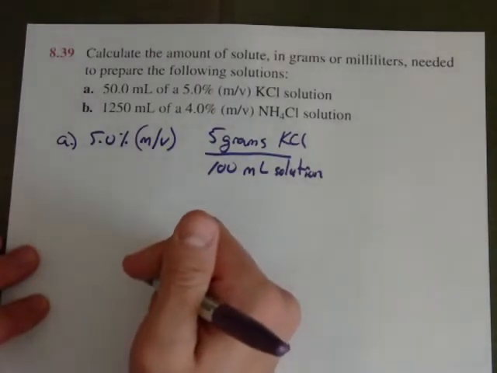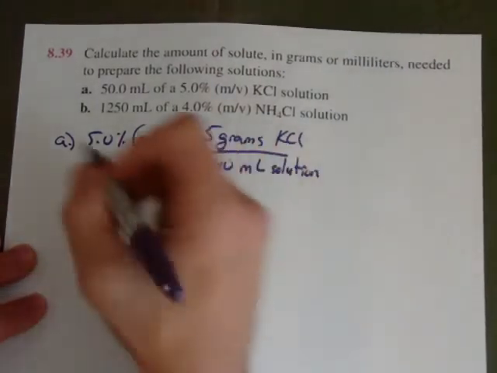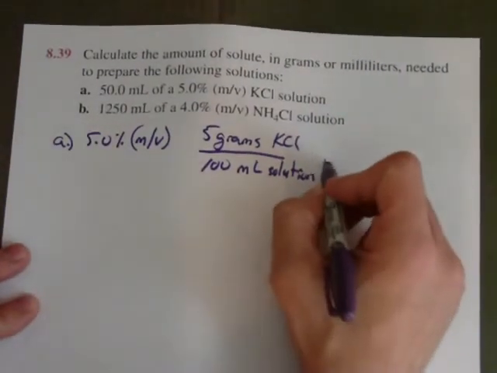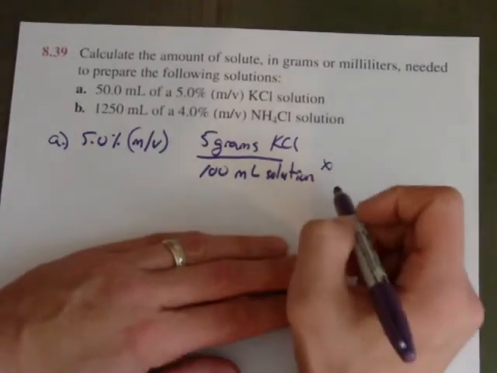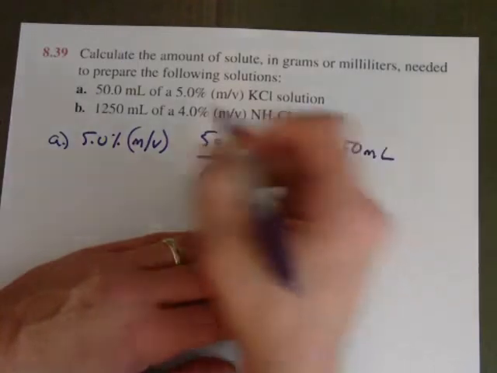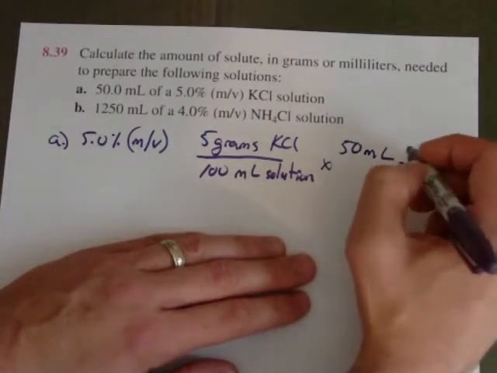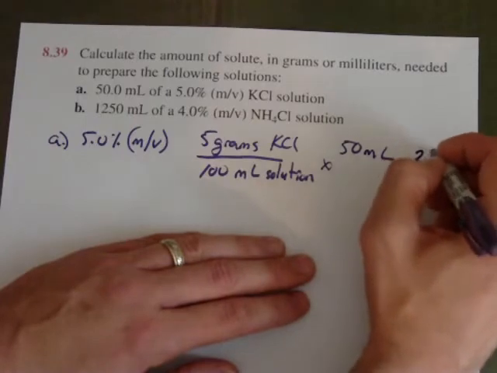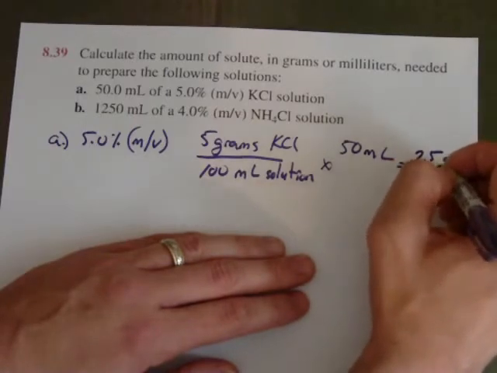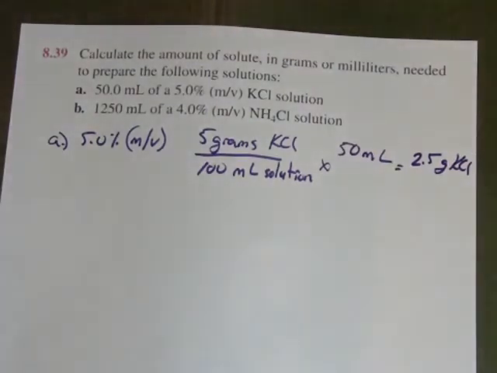So we have 5 grams per 100 milliliters. It says we have 50 milliliters of solution. So in order to get the mass, the grams, we're going to multiply times 50 milliliters, which was given to us. And so then we get a value of 2.5 grams of KCl. So in order to prepare the solution, we measure out 2.5 grams of KCl and dilute it to 50 milliliters.